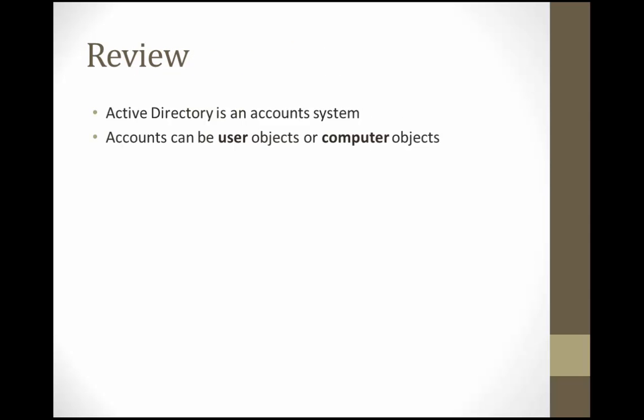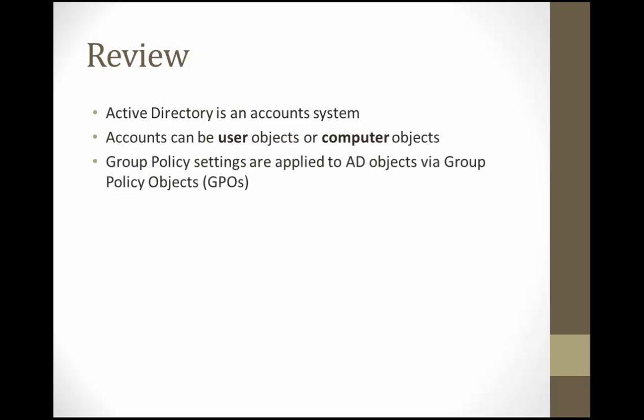Okay, so review. So far, what I want you guys to know is Active Directory is an account system. Accounts can be user objects or computer objects, and group policy settings are applied to Active Directory objects via group policy objects. I haven't actually gone over that yet, but I will show you that now. Are there any questions so far? It's pretty straightforward, right? Okay, cool.